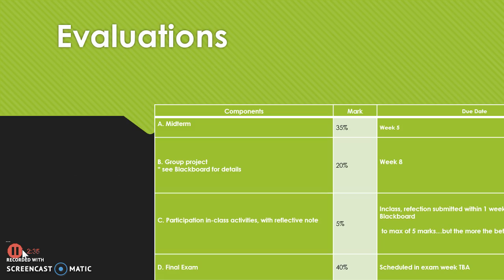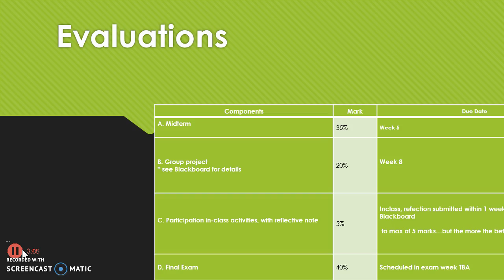So evaluations: I just wanted to highlight that, because this course is a combined course, a theory and a practicum course worth 6 credits, there seem to be more evaluation components to it. For the theory course, there will be a midterm in week 5, worth 35% of your grade. I believe that's 75 multiple choice questions, and that will be written in class.